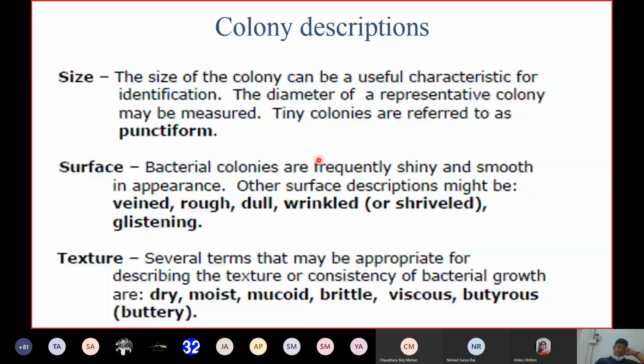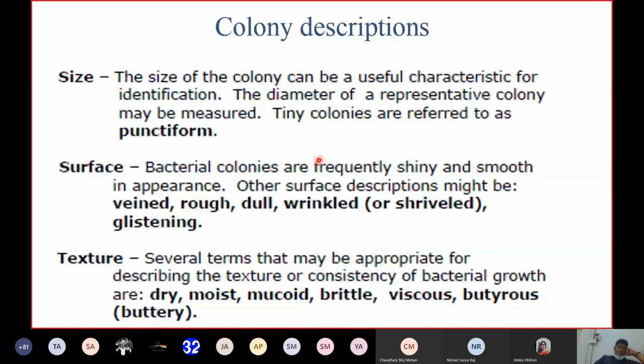Texture. What is the texture of colonies? You can say whether they are dry, or moist, mucoid, or brittle, viscous, or butyrous. That kind of description we can give just by touching the colony. So these are the descriptions.